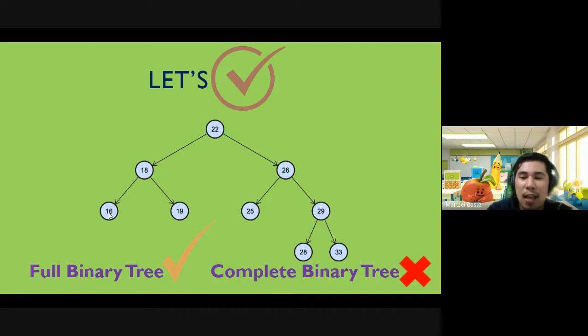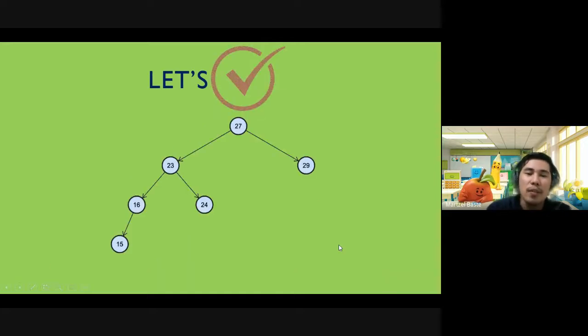And this is a complete binary tree? No, because every level should be filled with nodes before you can fill nodes here. Okay? Let's check. How about this one?